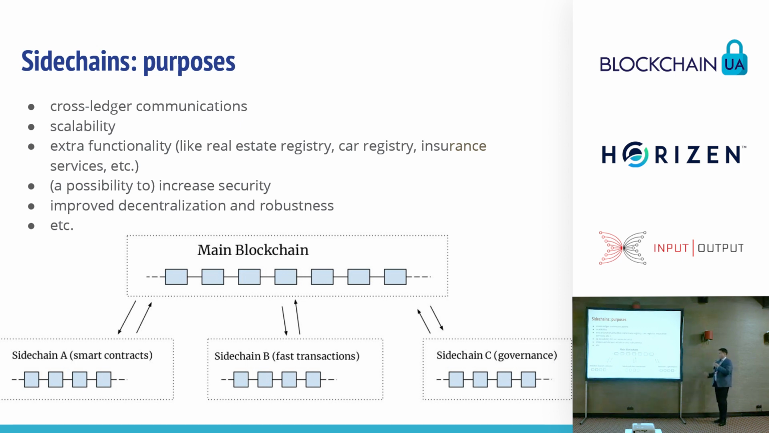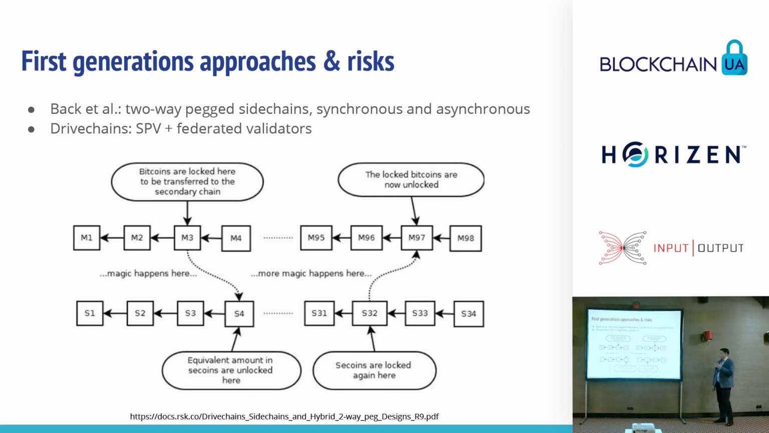And of course, we improve decentralization and robustness of the whole solution because we have many sidechains, and if we have enough level of security, of course, we improve decentralization. So, now the first generation approaches and the risks that appear together with them.